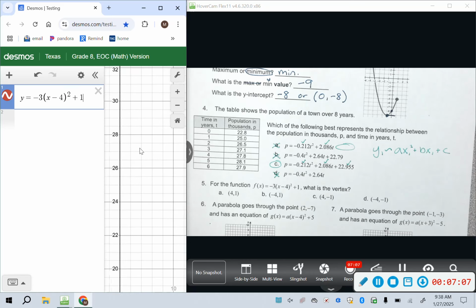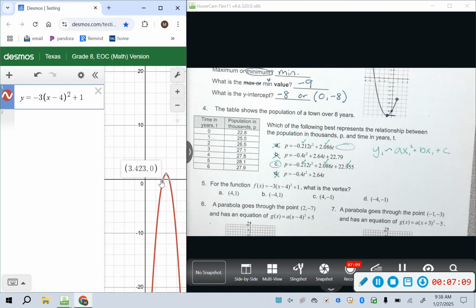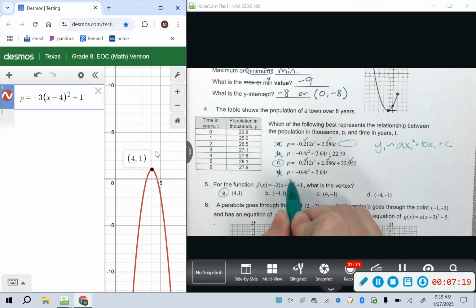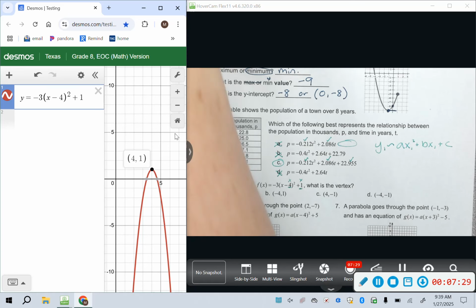Okay, and I'm going to hit the home button. Here we go. And my vertex is just either the top of my U or the bottom of my U. So it's 4, 1, positive 4, 1, which is A. So remember, inside is opposite of the X, outside is exact of my Y. So opposite of negative 4 is positive 4, exact Y is 1.